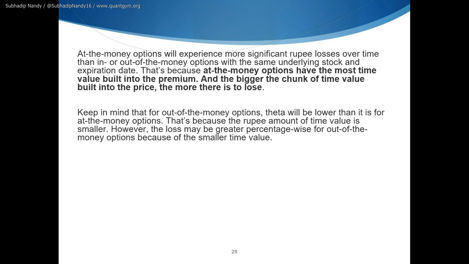And what I said, intrinsic value and extrinsic value. Extrinsic value is always totally time value. So since the biggest time value is at ATM, the biggest theta loser will always be the ATM option. And the bigger the chunk of time value built into the price, there is more to lose.